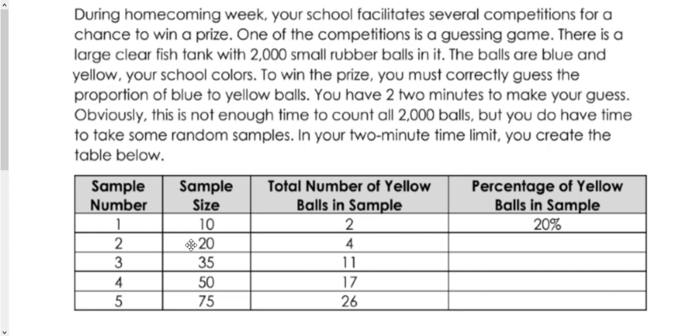Wait, what a nerd. Okay, so sample number 1, 2, 3, 4, and 5. The first time they pulled out 10, then 20, then 35, then 50, then 75 balls. The student must have worked very fast to get this done in 2 minutes. Total number of balls they found out with these, and then we're going to fill out these percentages, and then we're going to make a best guess. All right, so the first time they only took out 10 balls, and they got 2 yellow balls in the sample. That's 20%.